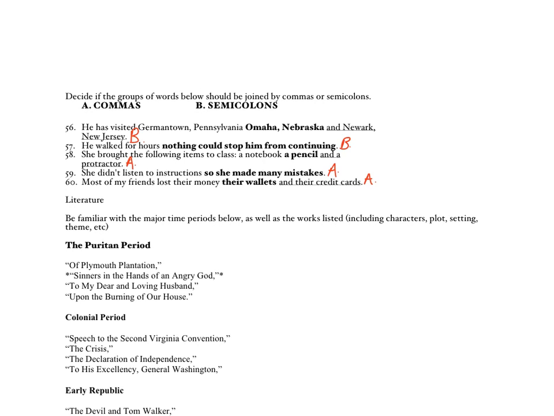She brought the following items to class: a notebook, a pencil, and a protractor. Those are going to be separated by commas because it's just a standard list. Nothing really fancy there. A notebook, comma, a pencil, comma, and a protractor.